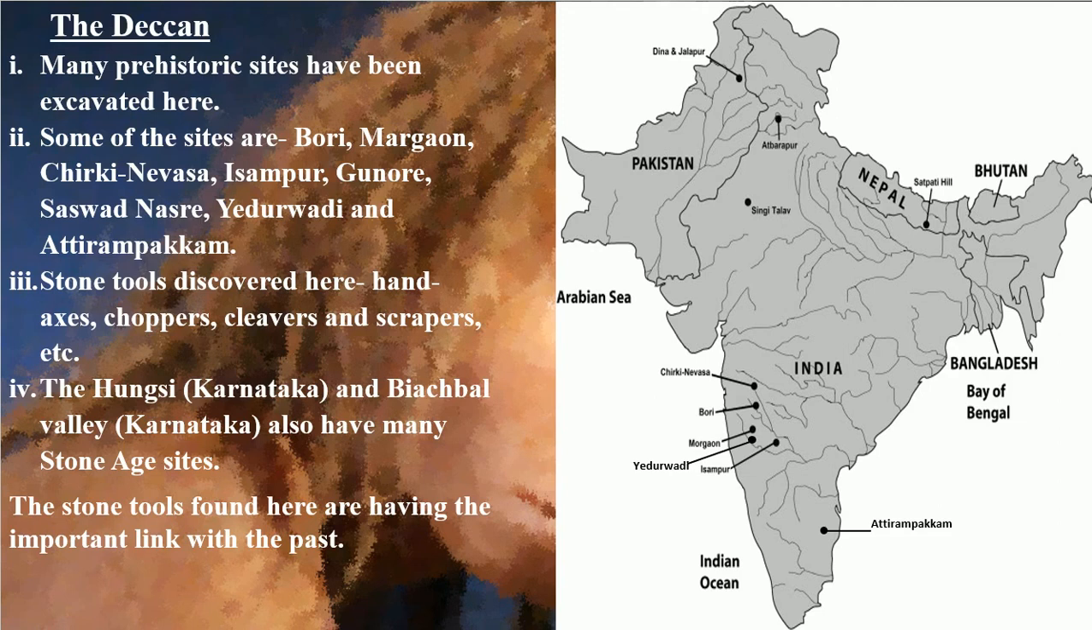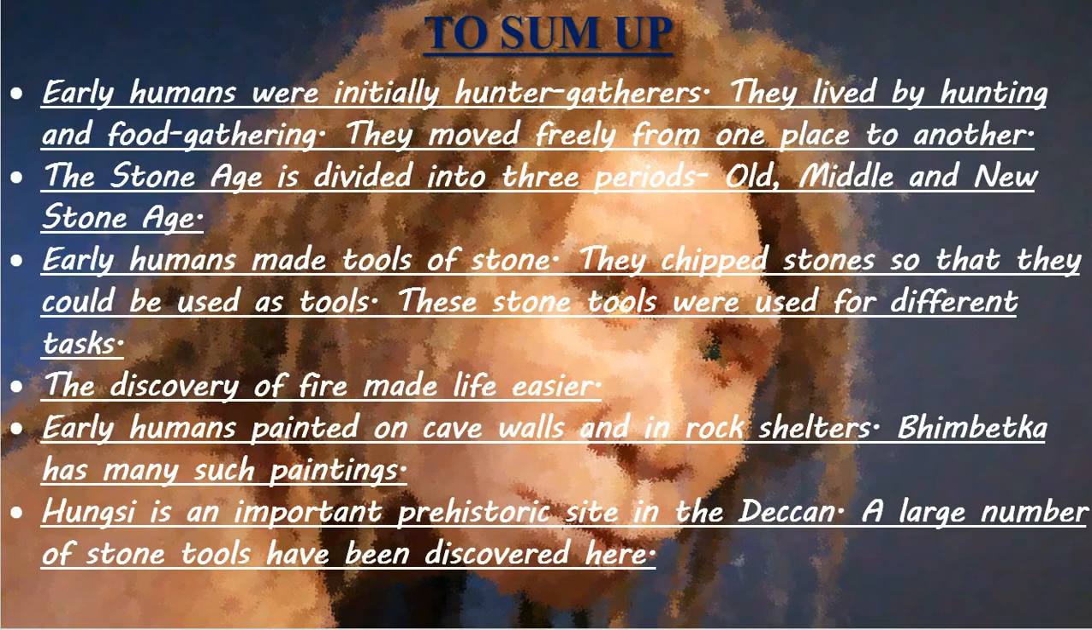Okay, so let us move on to the sum up because we have completed the chapter. Let us discuss what we have discussed so far. Early humans were initially hunter gatherers and nomads. They lived by hunting and food gathering, and they moved freely from one place to another. The Stone Age is divided into three periods: Old, Middle, and New Stone Age, that is Paleolithic, Mesolithic, and Neolithic Age. And early humans made tools of stone.